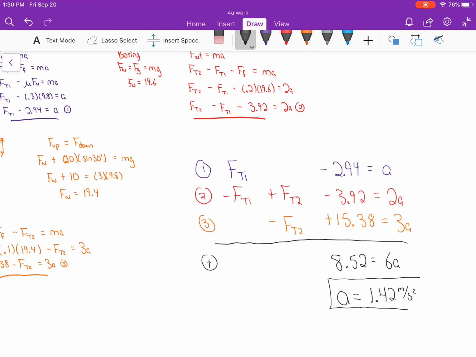If you follow those steps, even in more complicated ones, it should always work out. Free body diagram, F net equals ma, and then solve your system.